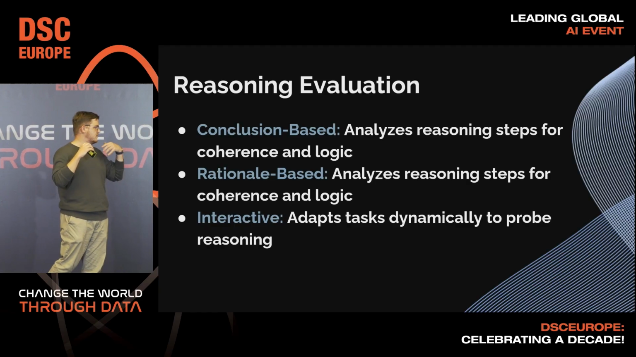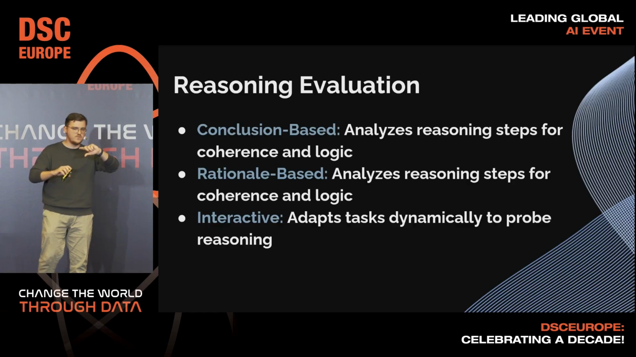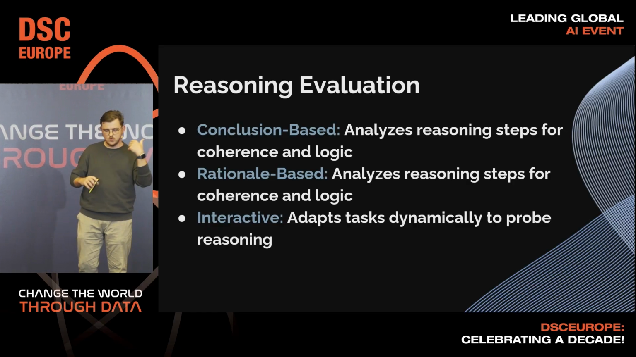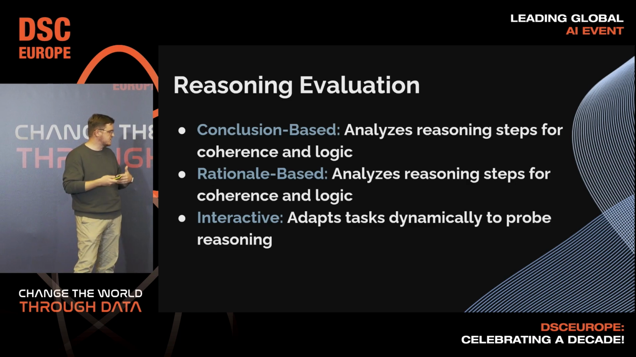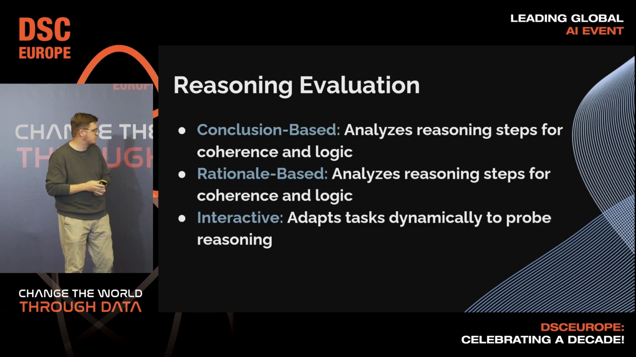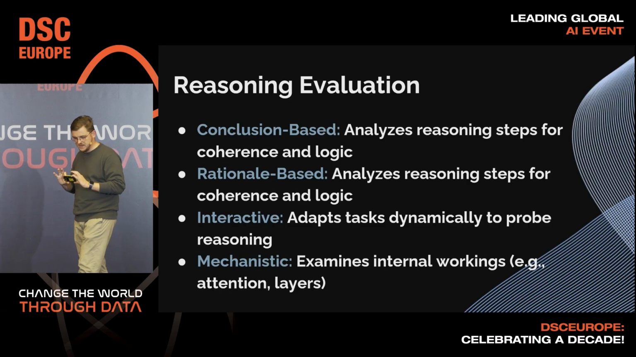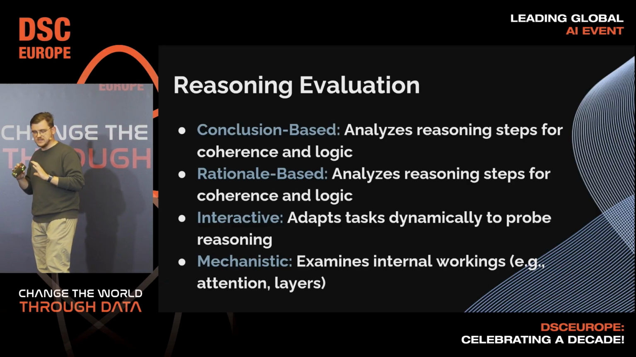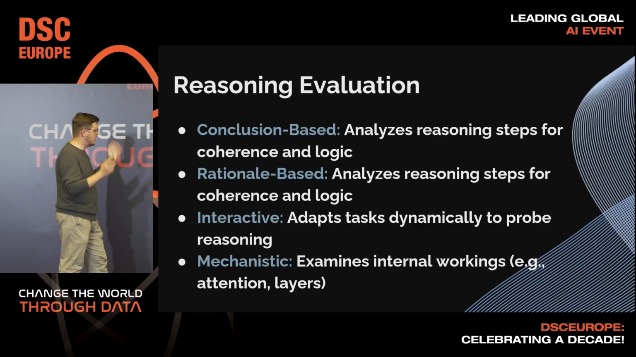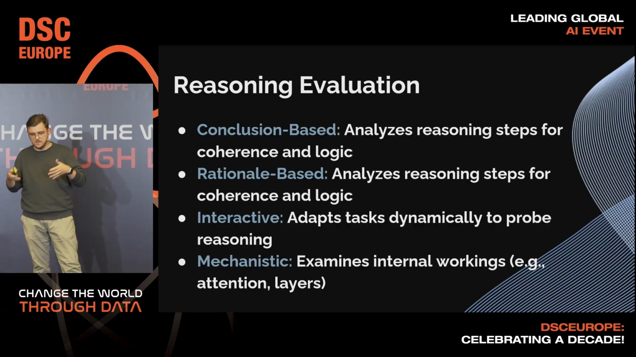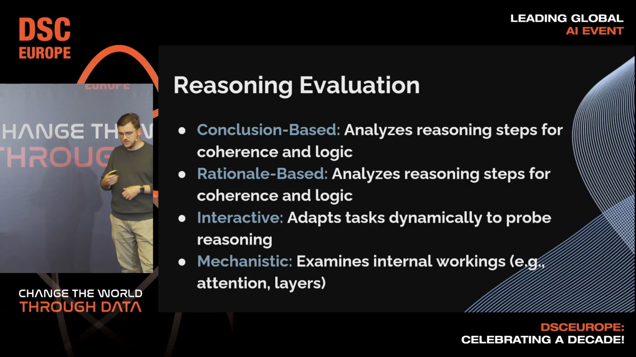You can dynamically alter different tasks and look at how your model behaves with these alterations, and what reasoning steps it produces. And the last one, the most difficult one, is when you try to examine internal workings like attention layers or other blocks of the model in order to find out what affects reasoning capabilities and what does not.